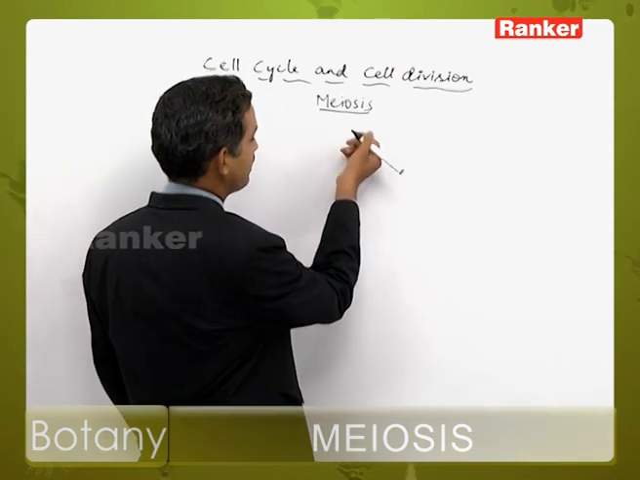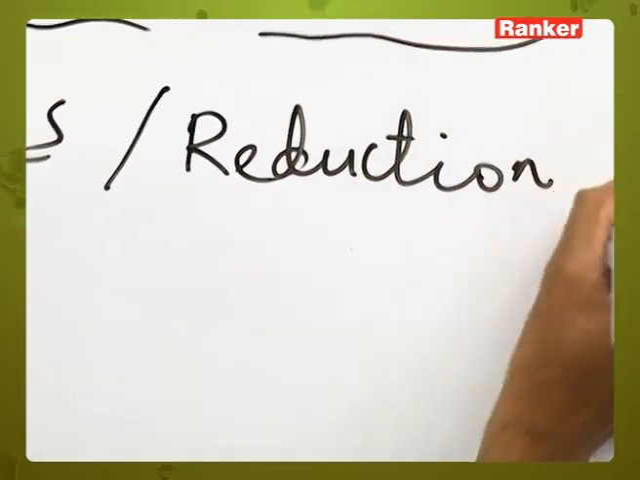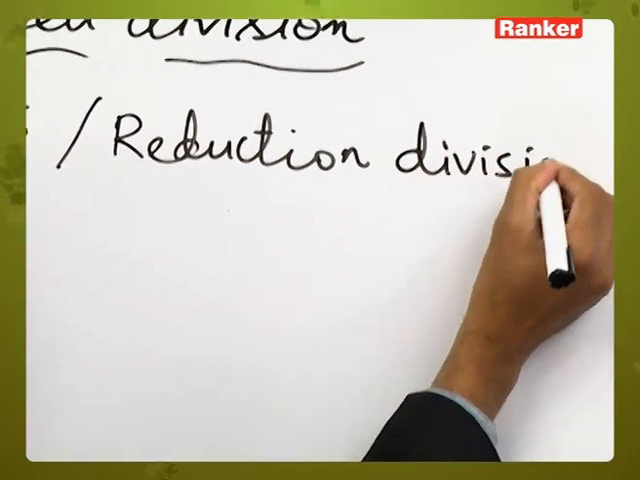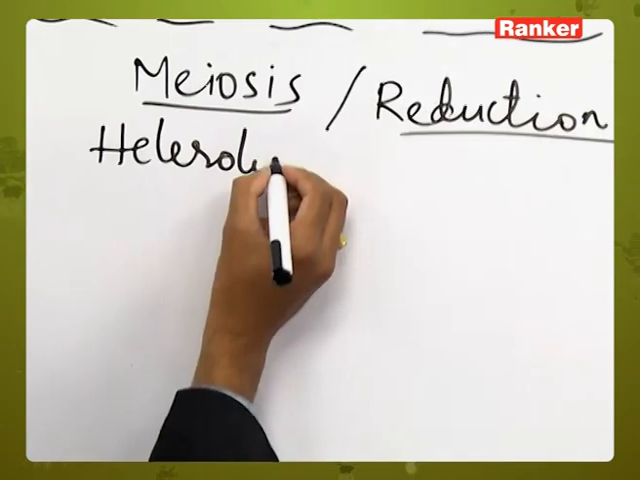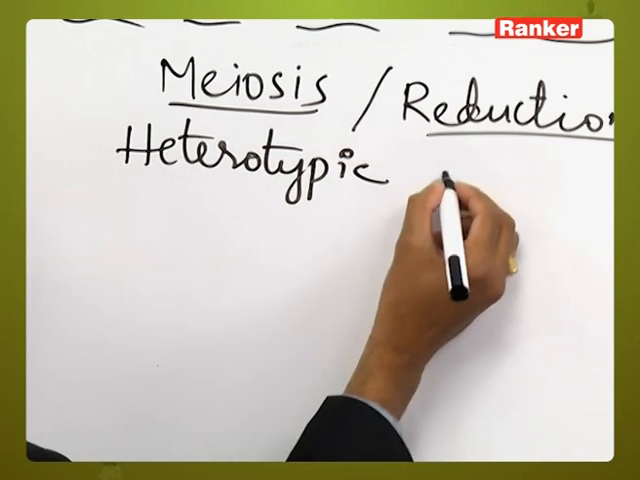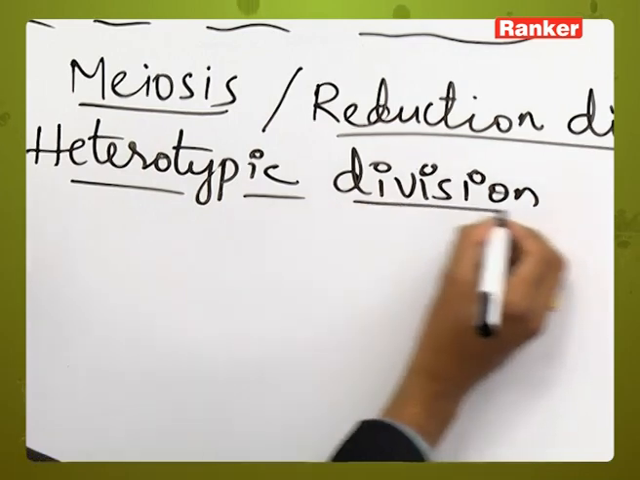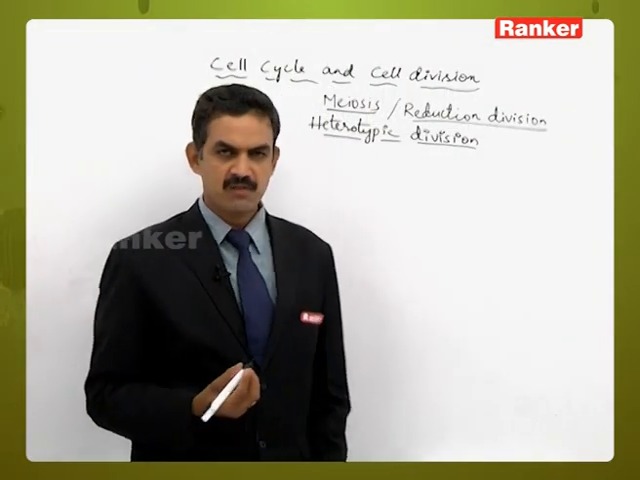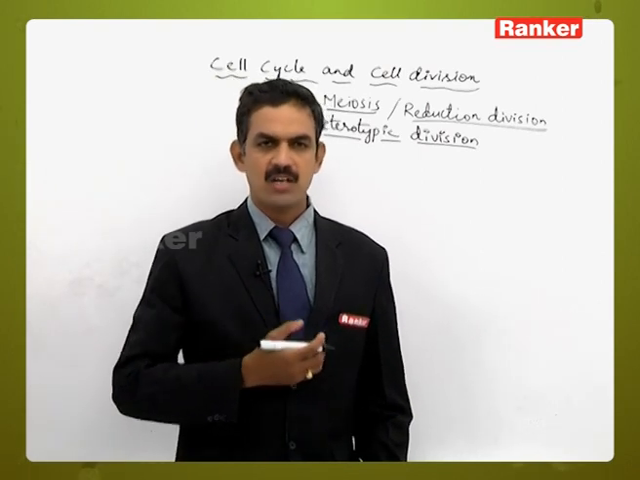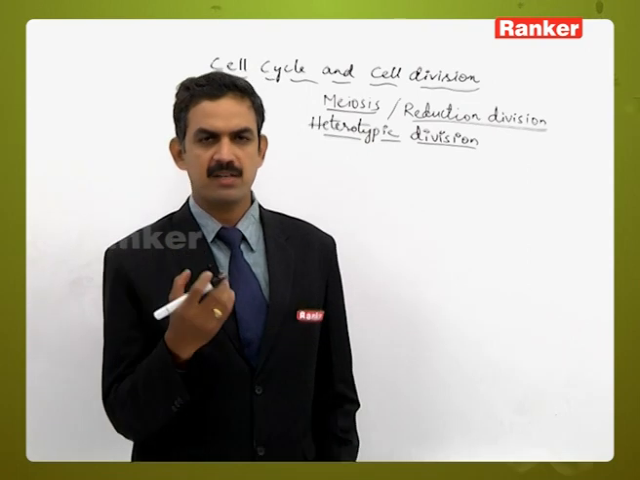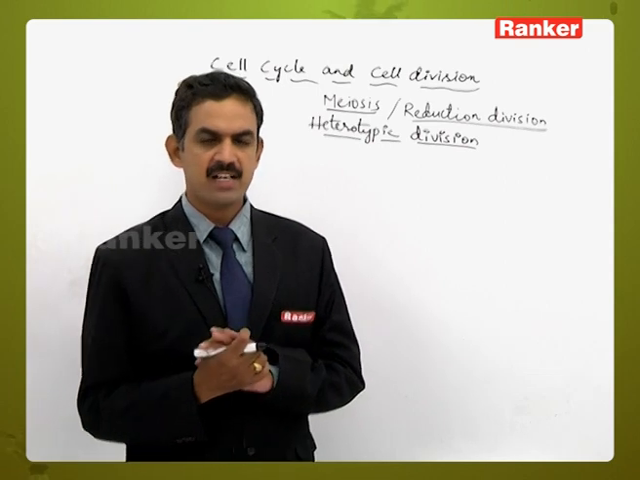So here meiosis is otherwise called reduction division, or the other way, it is called heterotypic division. Why is it called reduction division? Because the chromosome number is reduced to half. That is the reason we call it reduction division. For example, if the cell starts as a diploid cell, the daughter cells which are formed contain the haploid number of chromosomes.